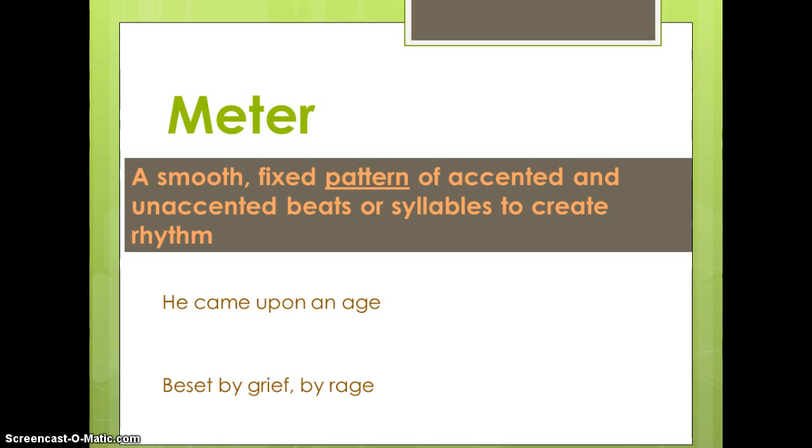The poet has put together these two lines of poetry so that it has that natural rhythm, and we call that natural pattern our meter. This is how we mark our meter. We use this to signal unaccented syllables, and this line to signal accented syllables. So let's look at this. Beset by grief, by rage. If I read this line and said, beset by grief, by rage, you would know instinctively that that was wrong. And the reason that's wrong is that this poet has designed these two lines to flow with the way we naturally speak, to create this particular rhythm. So keep in mind, meter is a pattern created out of beats and syllables to create a certain type of rhythm. And we will be practicing recognizing meter and labeling it more as a class.